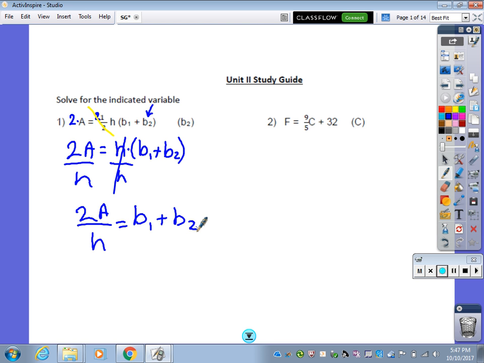Our last step is getting rid of b1. Since b1 and b2 are added to each other, we don't need to divide, we will subtract instead. B1 is a positive value, so I will subtract B1 from each side to get rid of that B1. We will have 2a over h minus B1 is equal to B2.